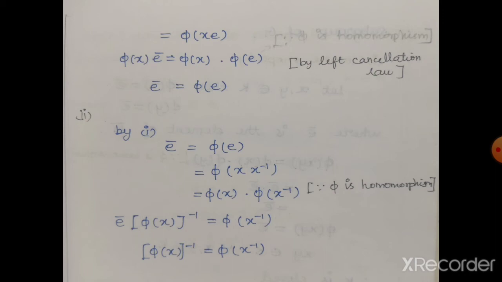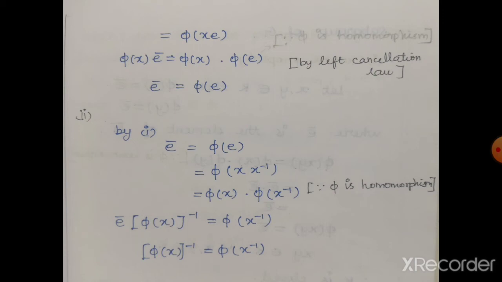By our first subdivision we know that E bar is equal to phi of E. Instead of E, you have to write x into x inverse. Here we are going to use the definition that phi is a homomorphism. So phi of x into phi of x inverse. The phi of x in the right hand side will move to the left hand side, so E bar is equal to phi of x the whole inverse into phi of x inverse.